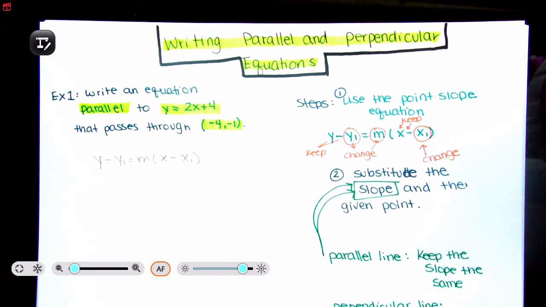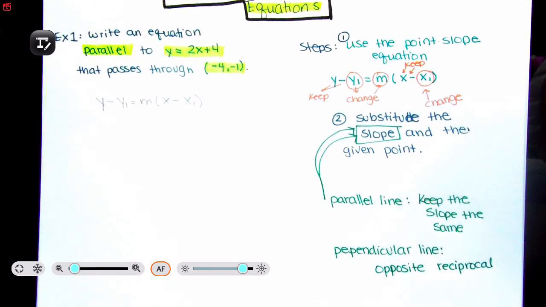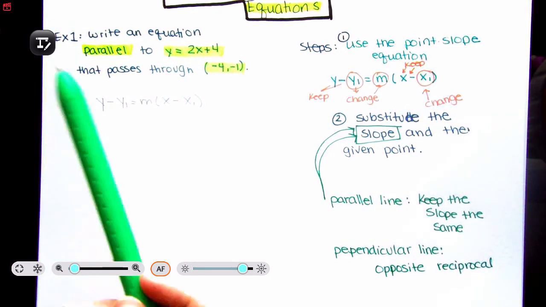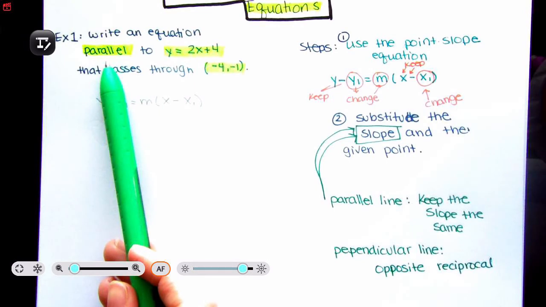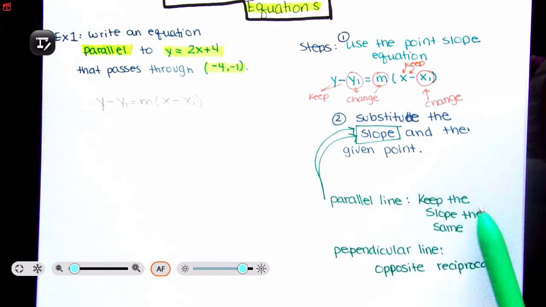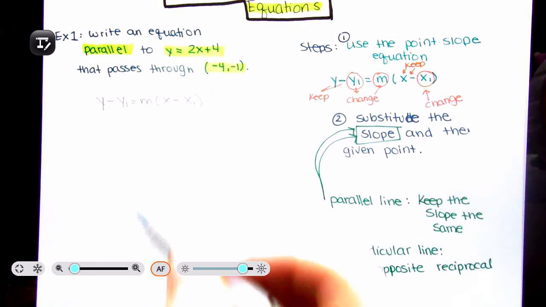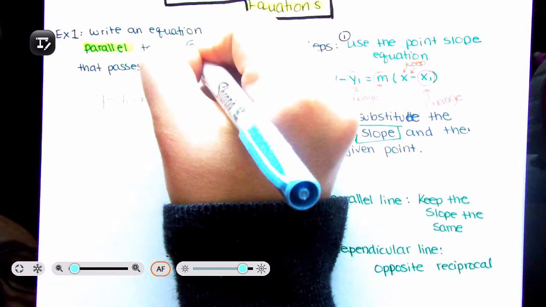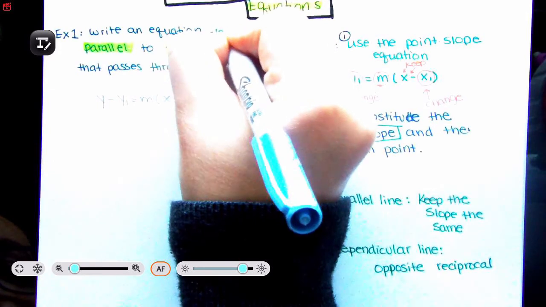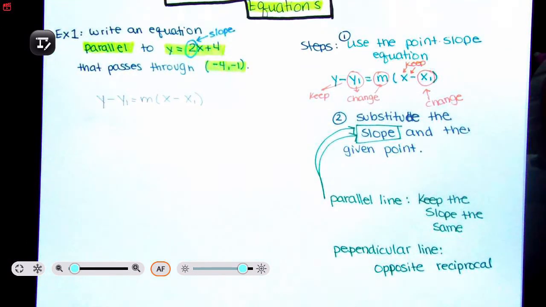So before you plug in anything for the slope, you have to ask yourself, what do we want? What's our objective? In example number 1, our objective is to find something that is parallel. So for parallel, we want to keep the slope the same. So what is the slope? Well, we're going to look at what is given and identify what our slope is. In this equation that they already provided to us, we know this is in slope-intercept form. So our slope is 2, whatever is in front of x. Again, if it's in standard form, use the equation to find your slope in standard form.